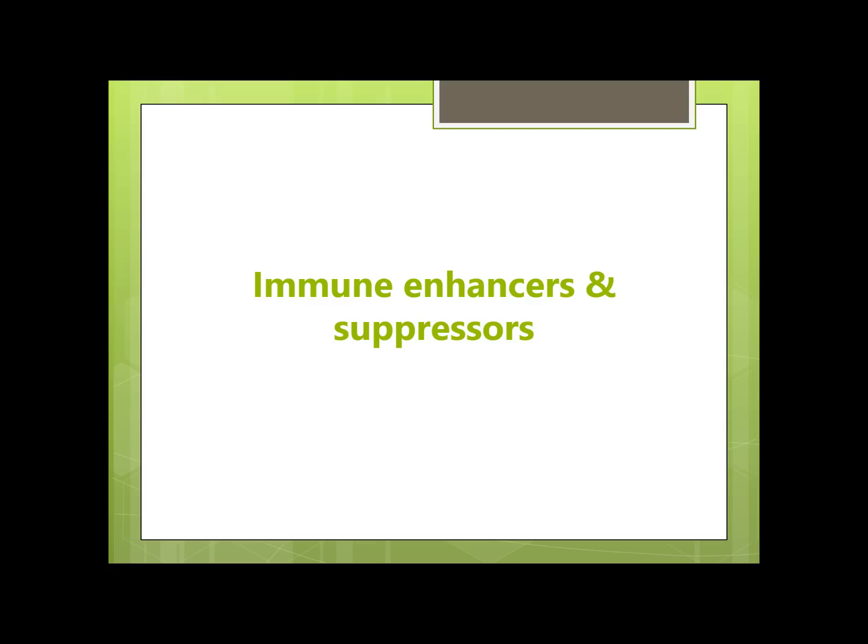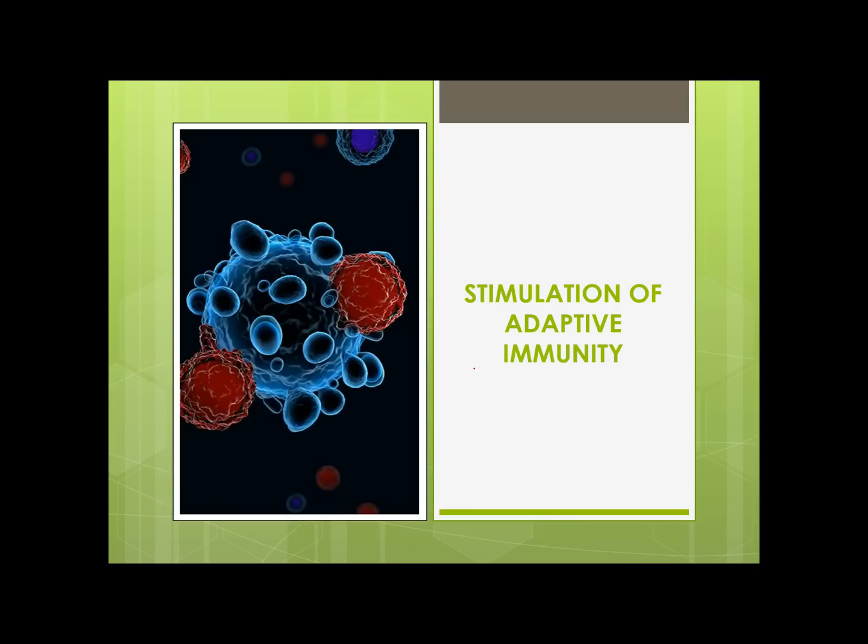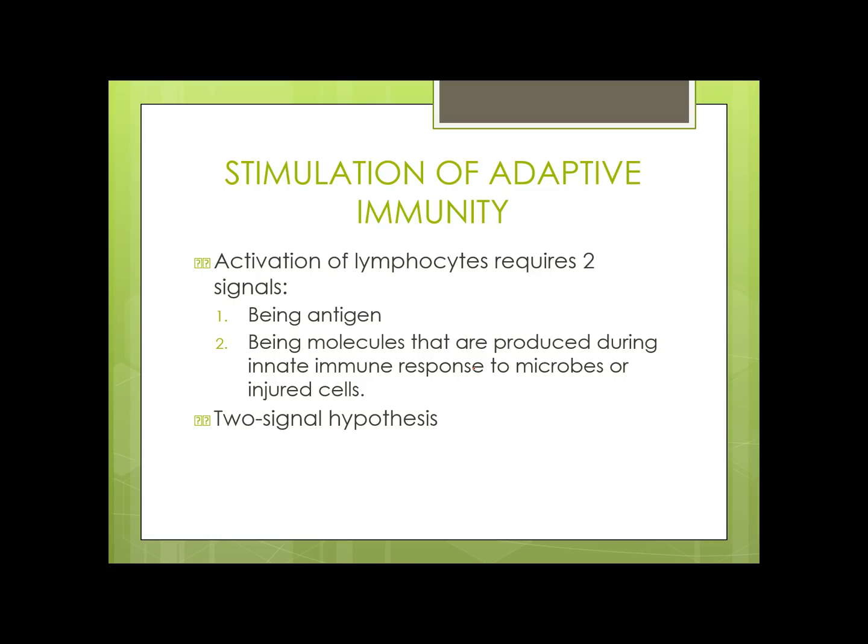Now, let's go to the different immune enhancers and your suppressors. So, we're done with the cytokines class, diba? So, let's start with the stimulation of the adaptive immunity. So, the stimulation of the adaptive immunity would begin with the activation of lymphocytes. And they would require two signals. So, this is very basic pa. Ulit-ulit lang tayo dito, class, in regards to the activation of lymphocyte.